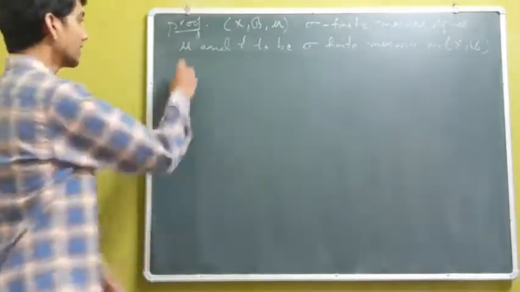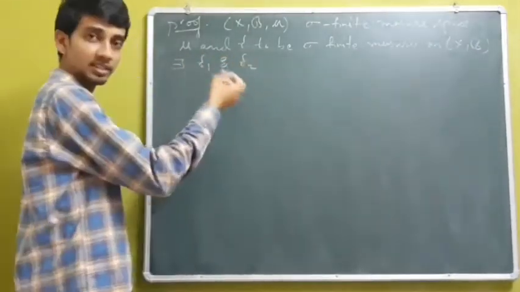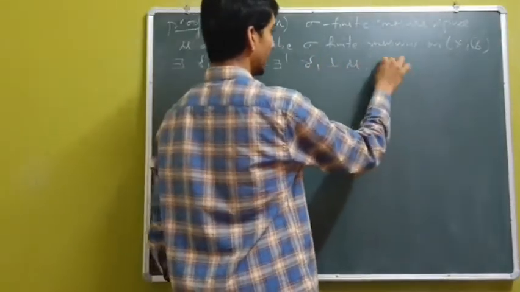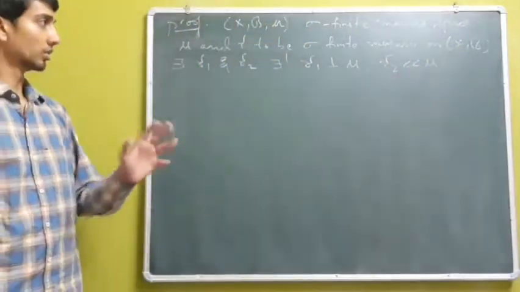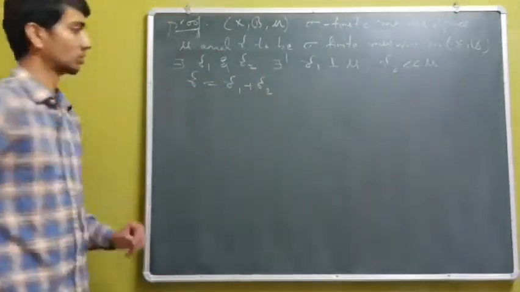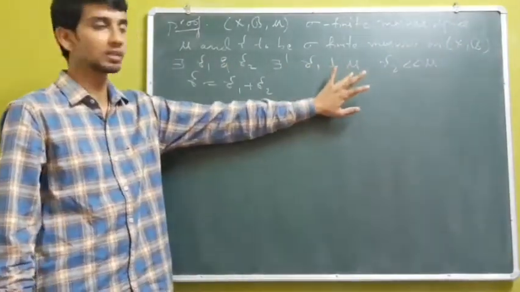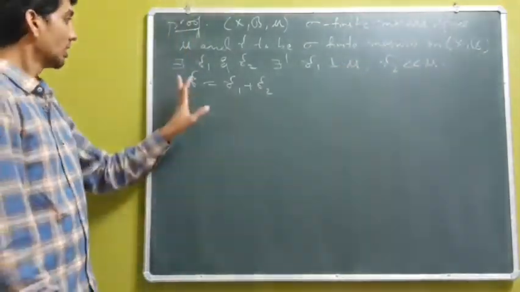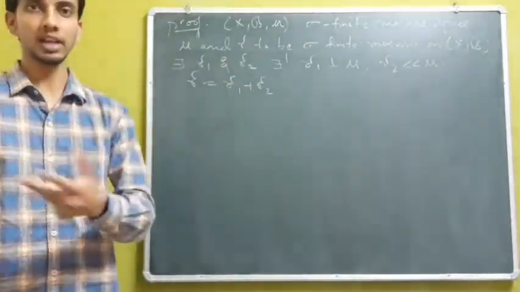We need to show that there exist two measures, say gamma 1 and gamma 2, in such a way that gamma 1 is mutually singular to mu and gamma 2 is absolutely continuous with respect to mu. Along with that, gamma is the same as gamma 1 plus gamma 2. Showing that such measures exist will prove the Lebesgue decomposition.